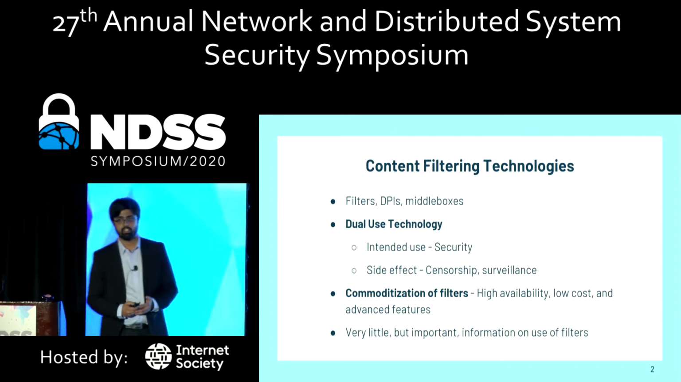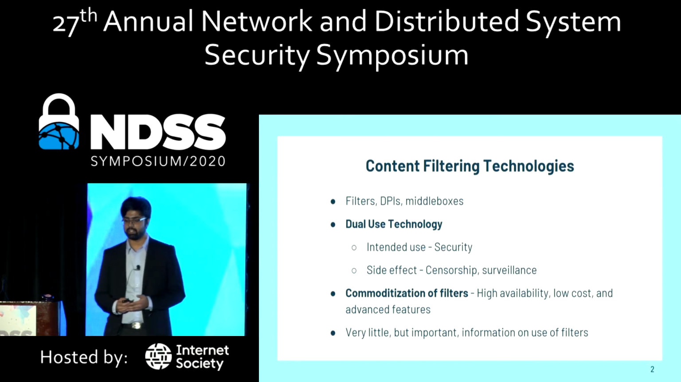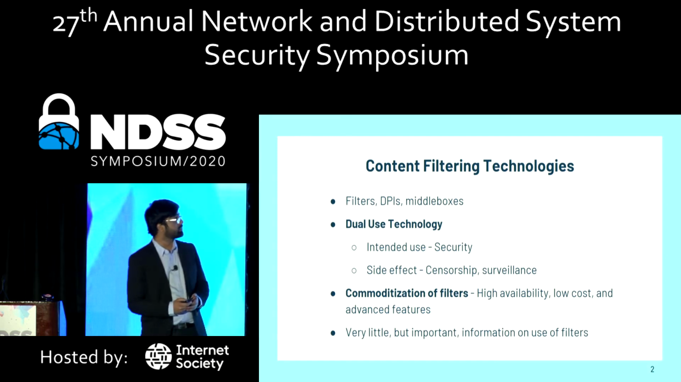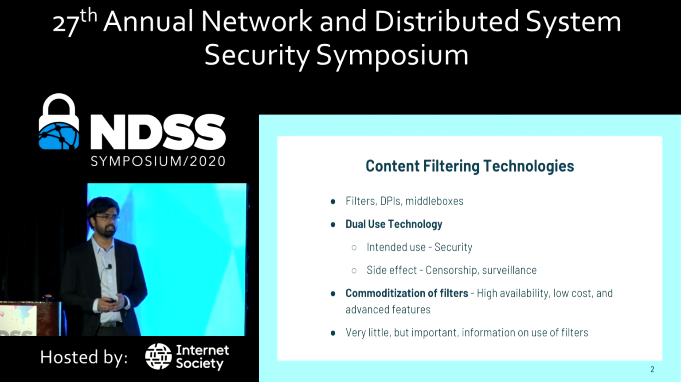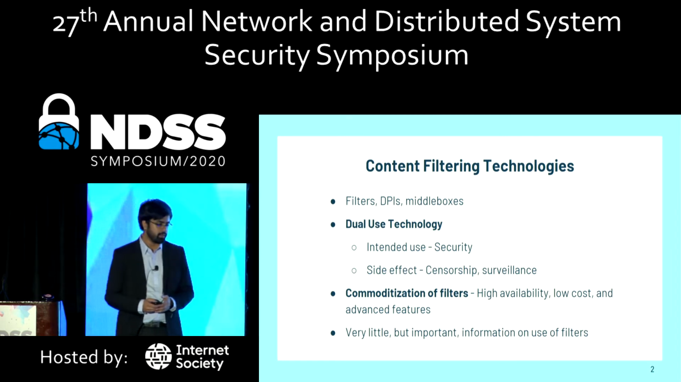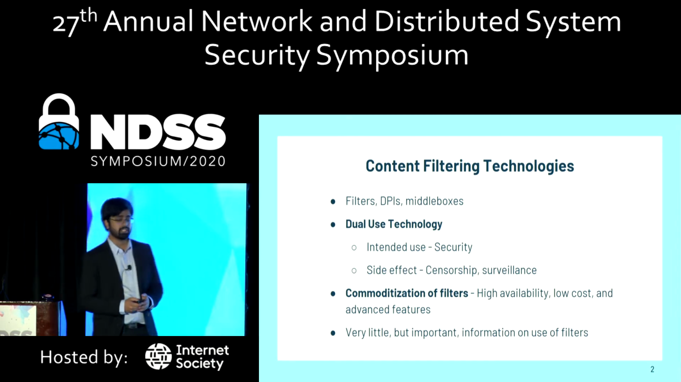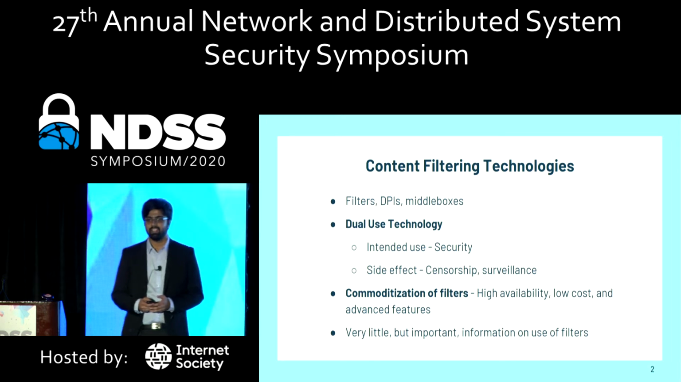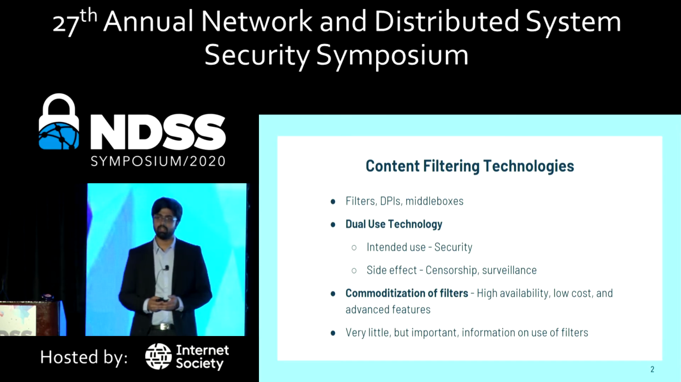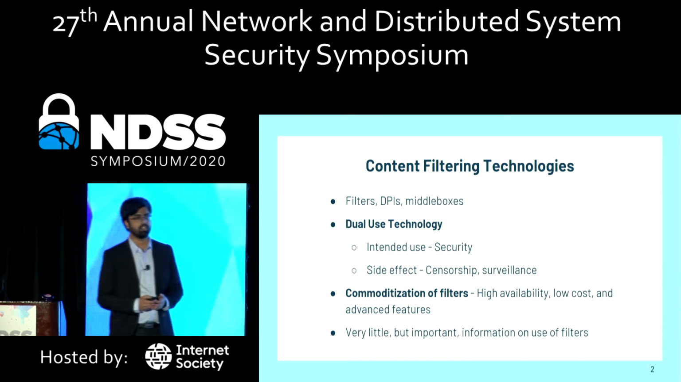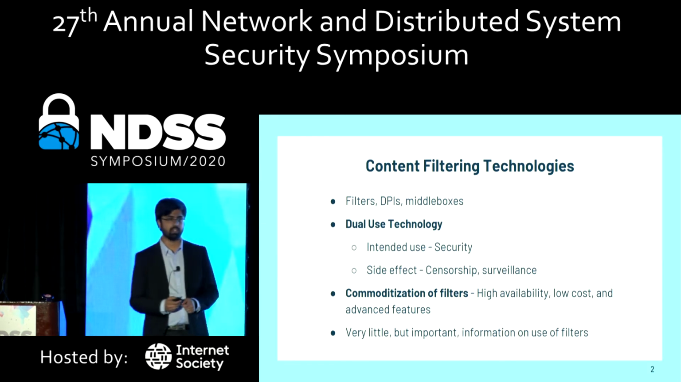Now, content filtering technologies, or filters or DPIs as they're otherwise called, are commercial hardware or software devices that observe network connections primarily for the purpose of enhancing security. But as I mentioned, these filters also sometimes serve a secondary purpose. In the wrong hands, filters are sometimes used for censorship and surveillance. Now, the problem is that there is very little information about how these filters are actually being used. But this information is crucial to collect.